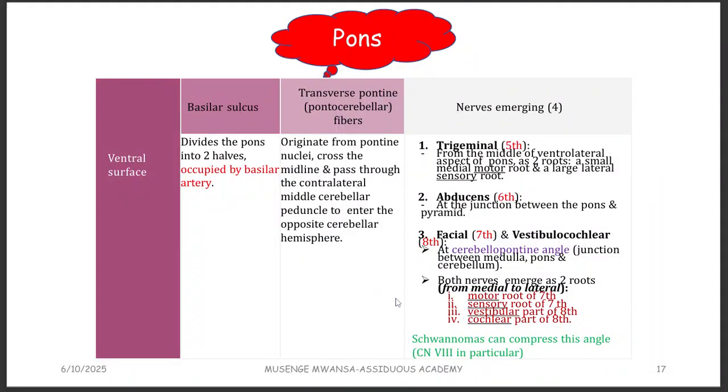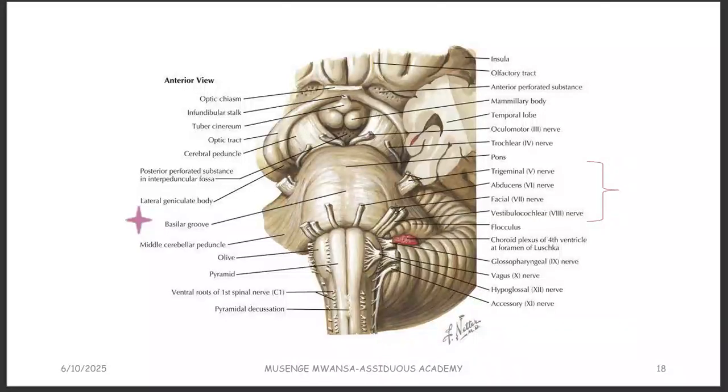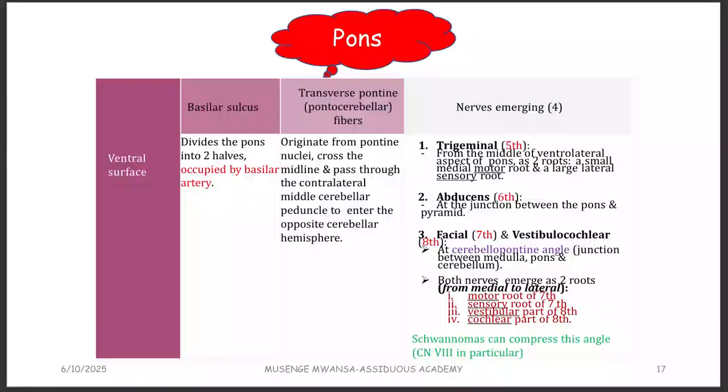Sometimes you can have what we call schwannomas. These are tumors that can compress the cerebellopontine angle. In that case, this is going to affect cranial nerve number 7 and cranial nerve number 8. In a case of a schwannoma, because those nerves are so close together, they are both found in the cerebellopontine angle. So that is the ventral aspect of the pons.